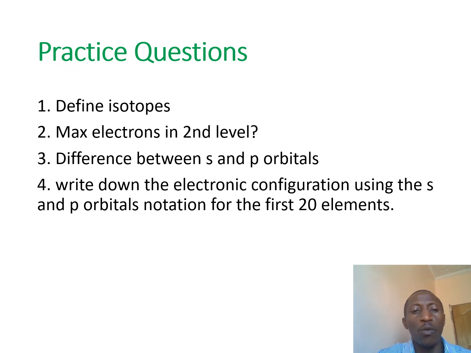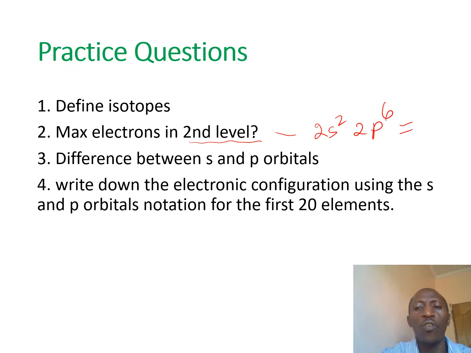Question number 2. What is the maximum number of electrons in the second level? The second level can hold 2s2, 2p6, so a total of 8 electrons in that level. What's the difference between the s orbital and the p orbitals? One difference is that the s holds a maximum of 2, while the p orbitals hold a maximum of 6.